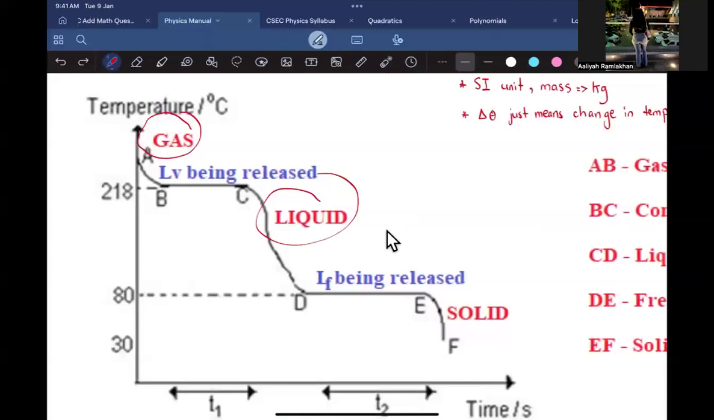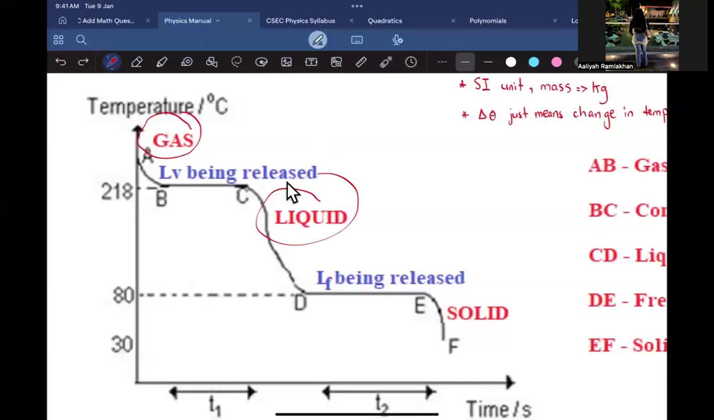Justin, which one has the strongest intermolecular bonds? I saw that. What was that? That didn't sound like Aliyah. That did not sound like Aliyah.